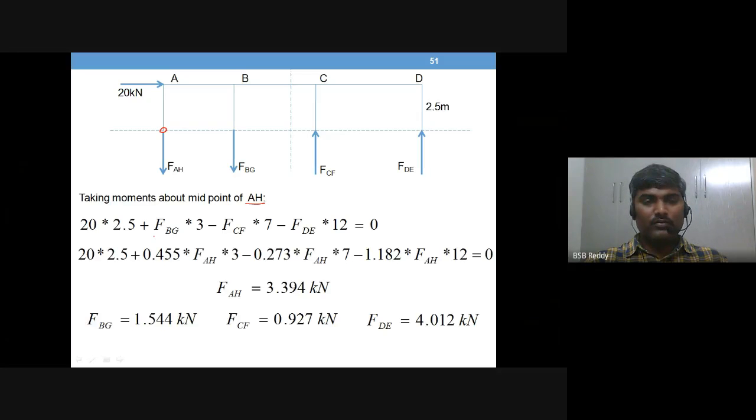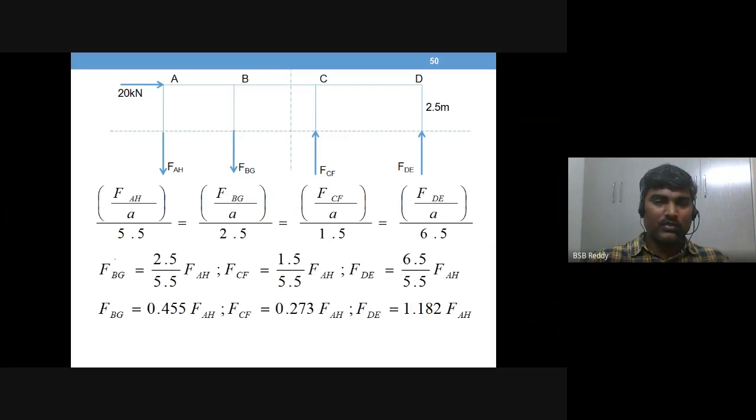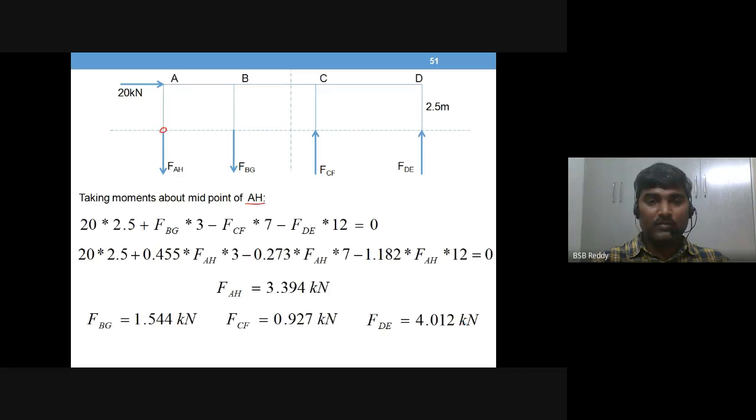So there are 4 unknowns. You have got 3 relations. You see, I have got 3 equations: 1, 2, 3. You need one more equation, because you have 4 unknowns. So that fourth equation is this one. We take moments about AH. So that's how it is.